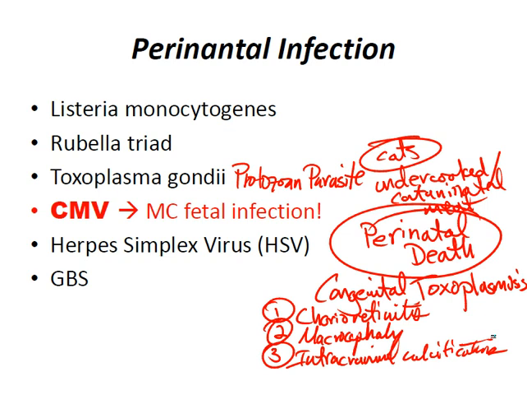Note, this sequence of events does not always occur. However, there have been cases of microcephaly in newborns with congenital toxoplasmosis. But 90% of the time, they're going to have macrocephaly.